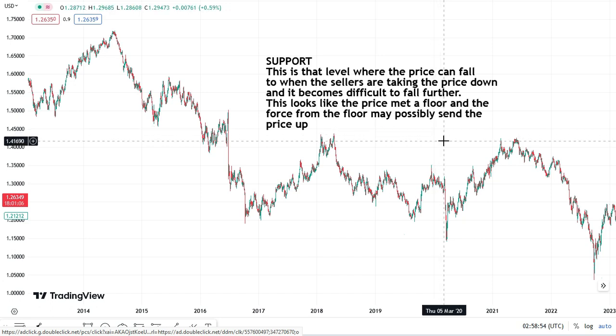When I was talking about the resistance, I mentioned buyers. So the level where the buyers took the price to and the price could not go higher anymore is the resistance level. From there, sellers will take over the market because they've seen that the power of the buyers has finished. So they will take over the market and start bringing the price down. As they are bringing the price down, it will get to a level where they can no longer take the price down anymore. So that level is the support level. It's like the price is finding a rest at that level.